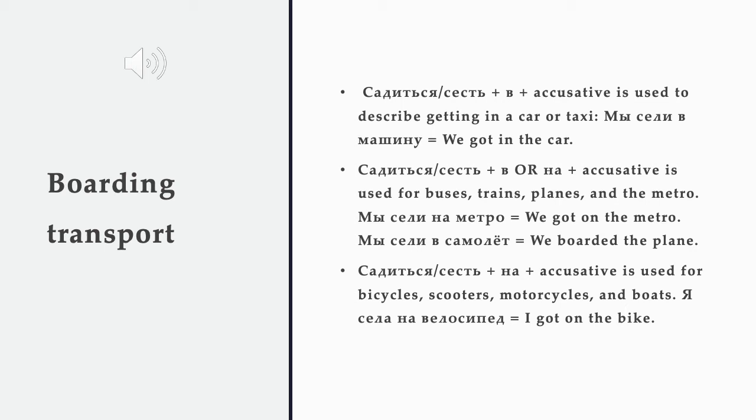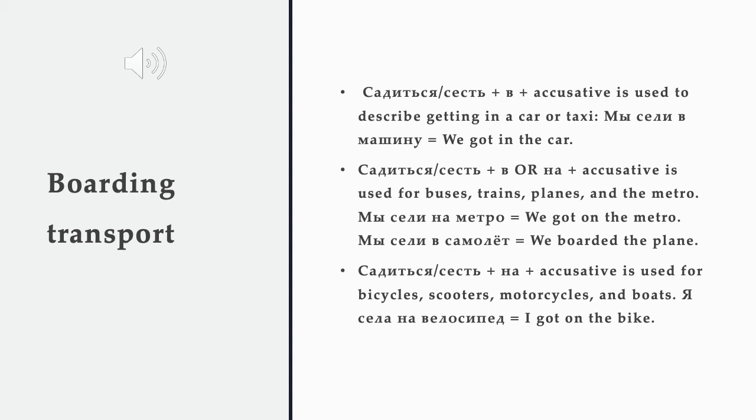We can use either в or на plus the accusative for buses, trains, planes, and the metro, which is similar to English. So we can say мы сели на метро, we got on the metro. Мы сели в самолет, we boarded the plane. But you can really switch back and forth between either в or на for buses, trains, planes, and the metro. Most forms of public transport will take either в or на.